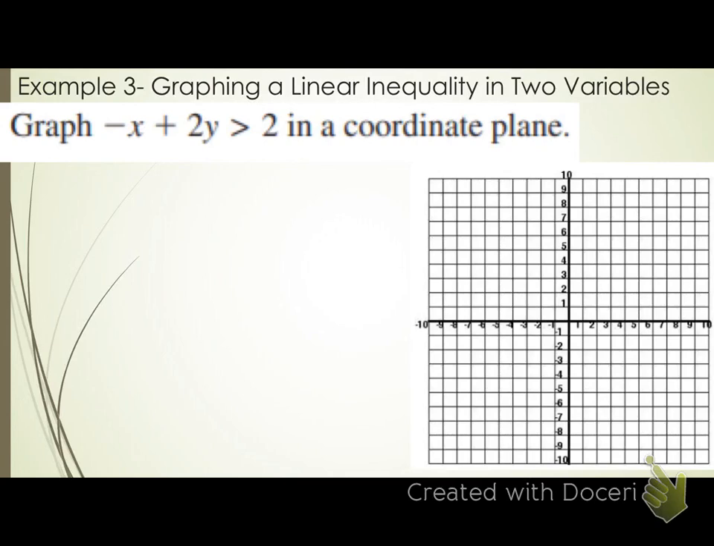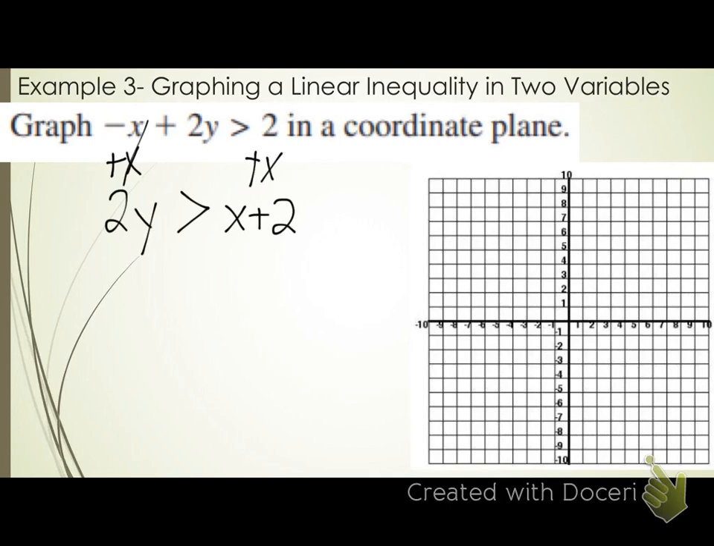So we've got to solve this inequality for y. What would be my first step to do that? Add x to both sides. Can I combine 2 plus x? No. So I'm going to write it out as x plus 2. Did I multiply or divide both sides by a negative? No. So does my symbol flip or stay? Stay.